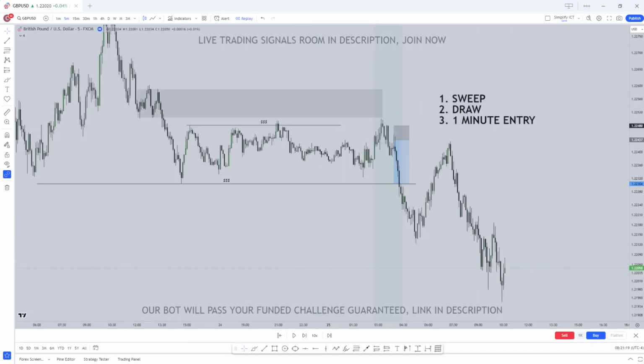So essentially all we're going to be looking for is this 3-step model. We're going to look for a sweep of liquidity, a draw on liquidity, and then I personally like to look for that 1 minute entry, and ICT himself says you can look for it on the 1 minute or 30 second. It's your preference. And I just like to choose the 1 minute time frame.